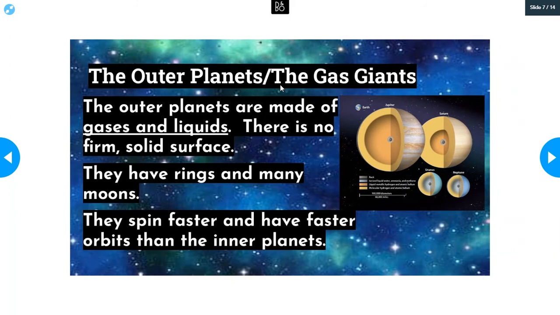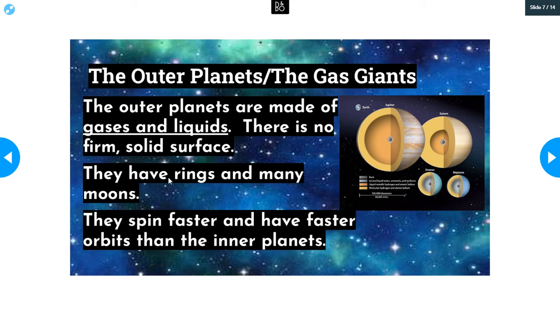Then we have the outer planets, also known as our gas giants. These outer planets are made of gases and liquids. There's no firm solid surface for them. So what that means is, if we try to land on Jupiter, we will not physically touch ground on Jupiter until we get to the core of Jupiter. So they're made up of gases. That's why we can't really go visit them or explore them more.